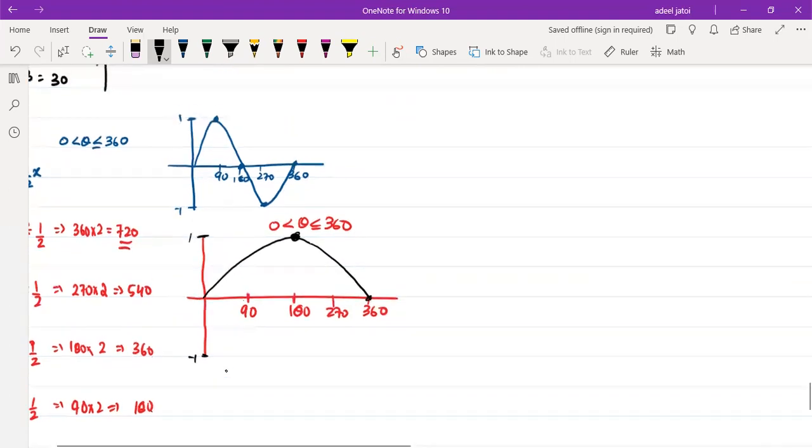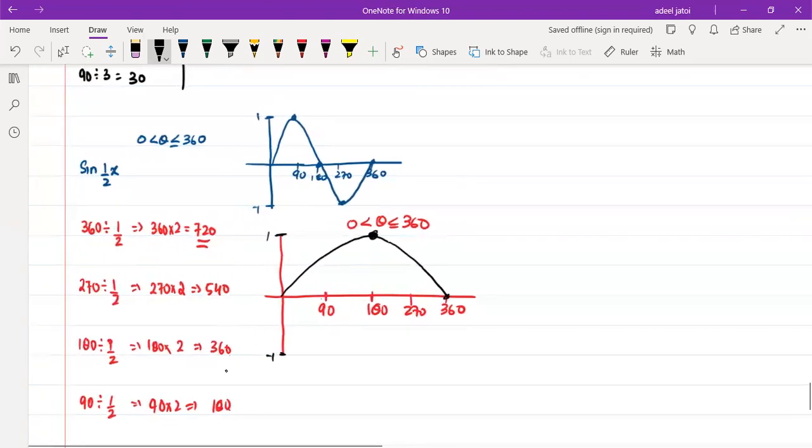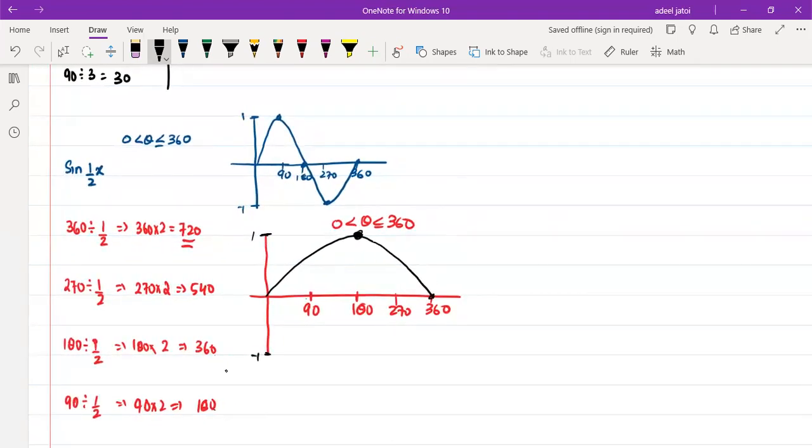This is your original graph. Maximum value used to be on 90. Now it is on what? 180. Your 180 was 0. Now it is what? It is where? 360. Your minimum used to be at what? 270. If I exceed the range, then the minimum will be now at what? 540. Your graph used to end at 360. Now the graph will end at what? 720. I hope that I've made it very clear.